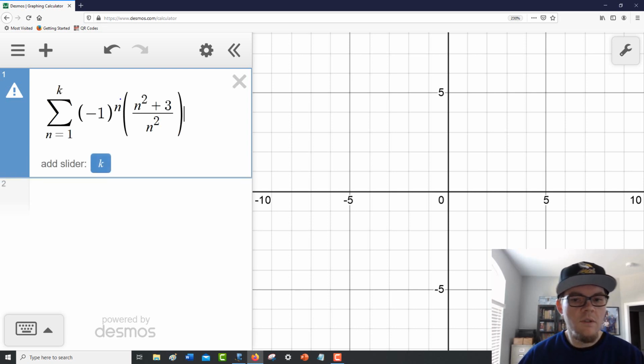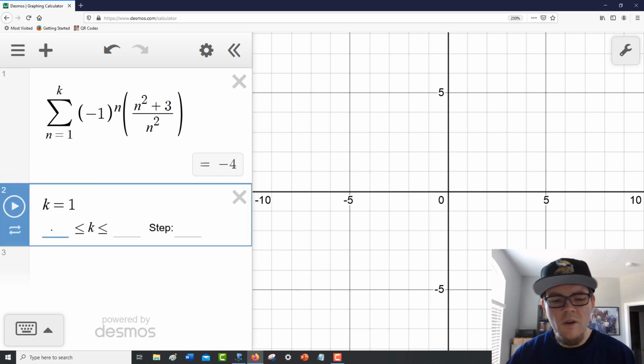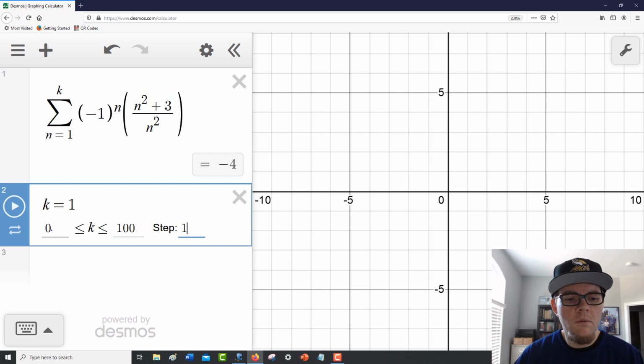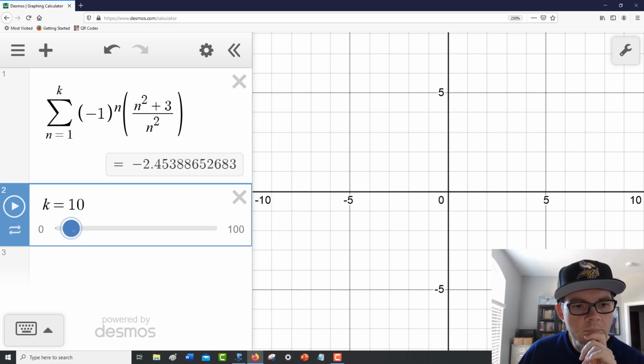Okay, so the question is, do we see this going to any one particular place? And the truth is I haven't done this demo before on Desmos, so I'm hoping it's going to be useful, but we'll see what happens. So take a look at our sum. There's our sum that we're looking at. Oh, you know what? I can actually see it. Can you see it doing that?